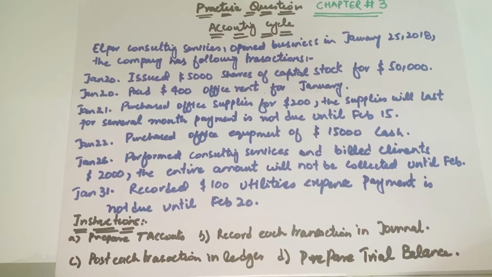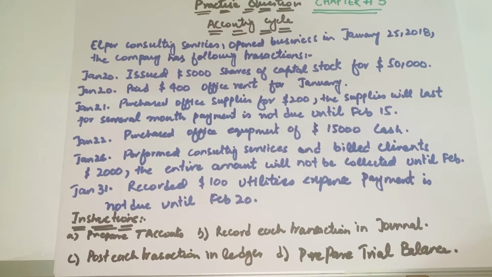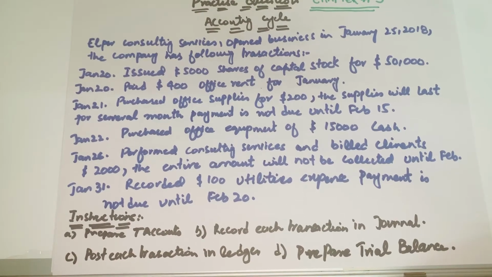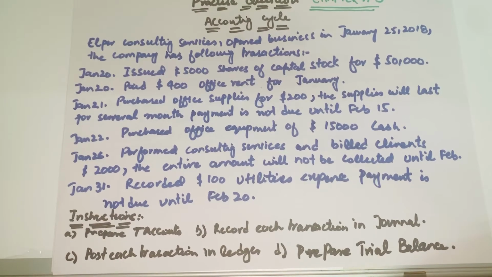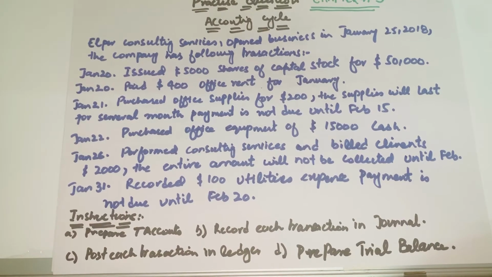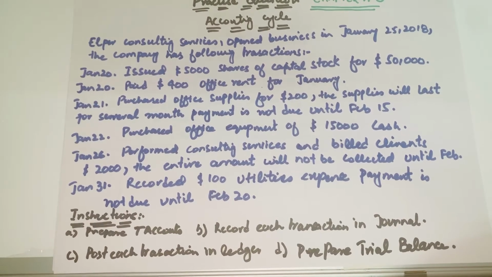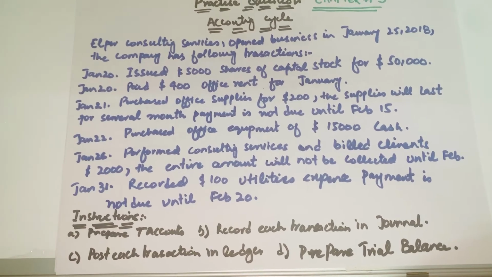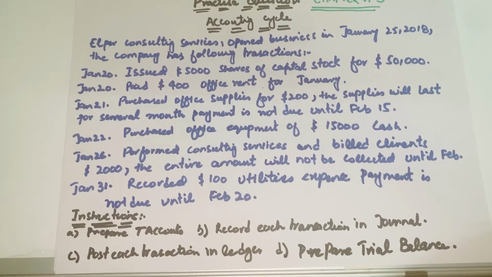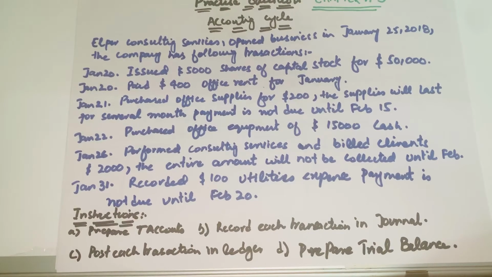Alper Consulting Services opened the business on January 25, 2018. The company has the following transactions. On January 20th, the company issued 5,000 shares of capital stock for $50,000. Again on January 20th, the company paid $400 office rent for January. On January 21, it purchased office supplies for $200. The supplies will last for several months. Payment is not due until February 15.